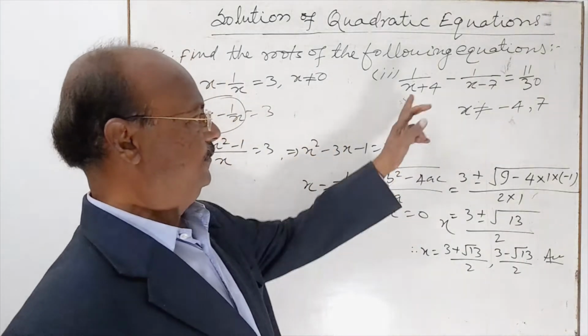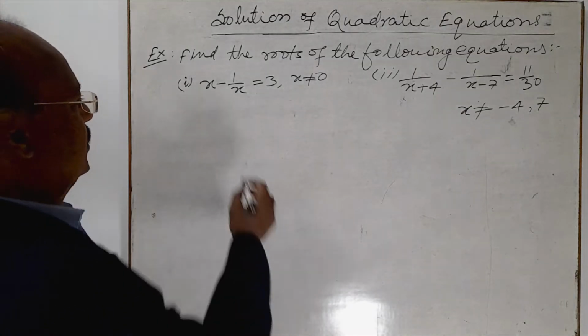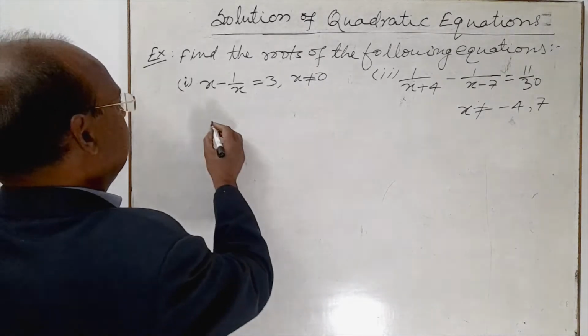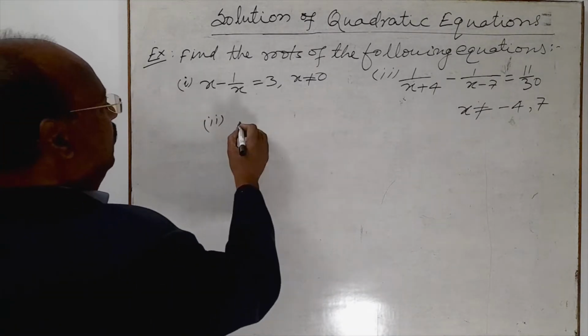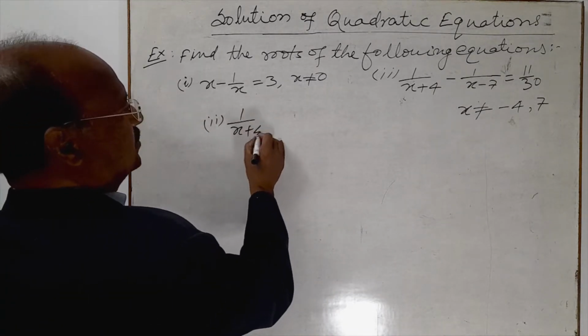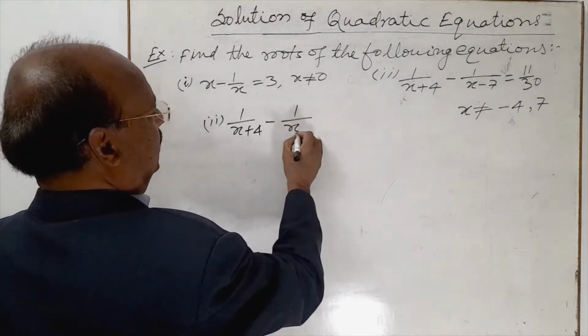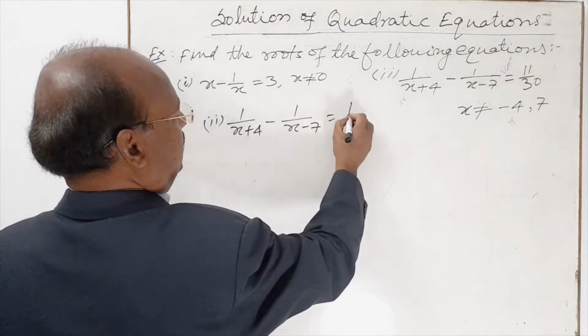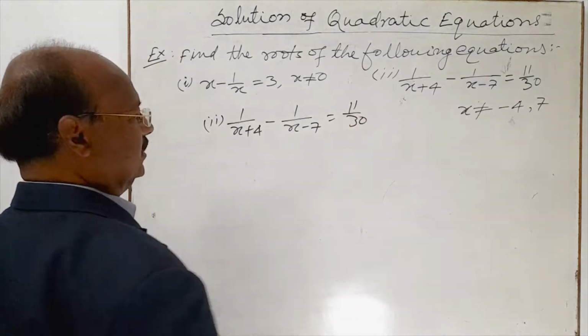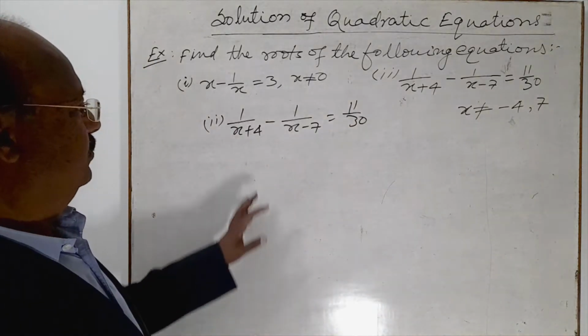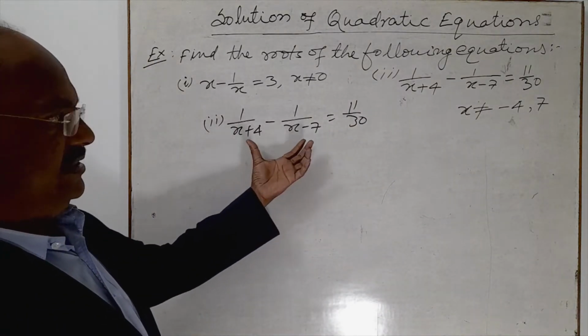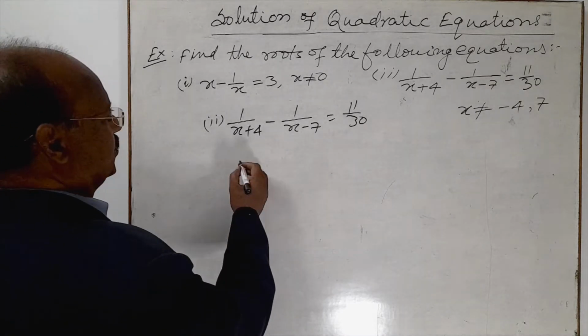Now, next question. Let us see this second question. We have 1 by x plus 4 minus 1 by x minus 7 is equal to 11 by 30. Let us simplify it. First of all, you can take the LCM here.